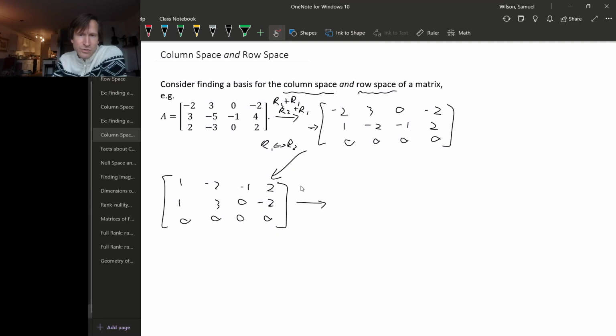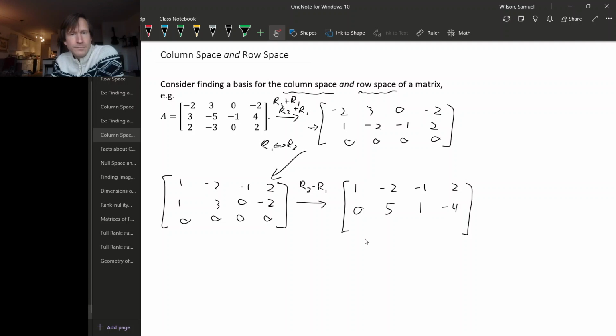And then 0, 0, 0, 0 for row 3. And then we can do row 2 minus row 1. So that gives us 1, minus 2, minus 1, 2, and then 0, 5, 1, minus 4. Okay. So, oh, and don't forget the last row.